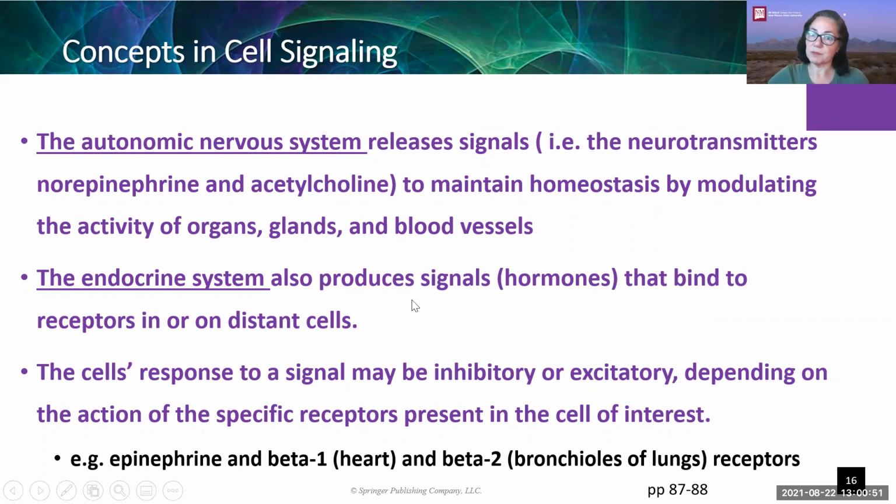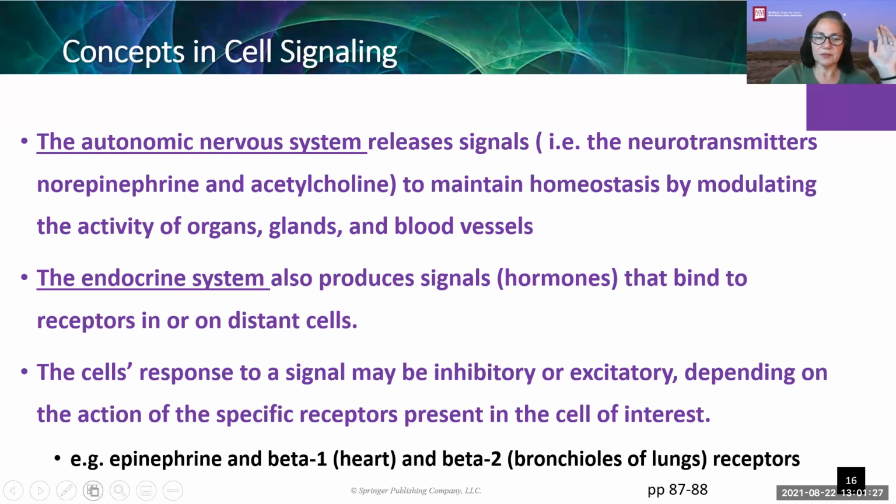How a cell is going to respond to a signal depends on what receptors are present in that particular cell that we're talking about. So the signal may be inhibitory, that is going to stop a process, or it may be excitatory, make something happen more. And it depends on what's happening at the specific receptor. I'll give you a very specific example. The messenger epinephrine. It is released by sympathetic nervous system stimulation. And there are lots of receptors around the body that are going to respond to epinephrine.